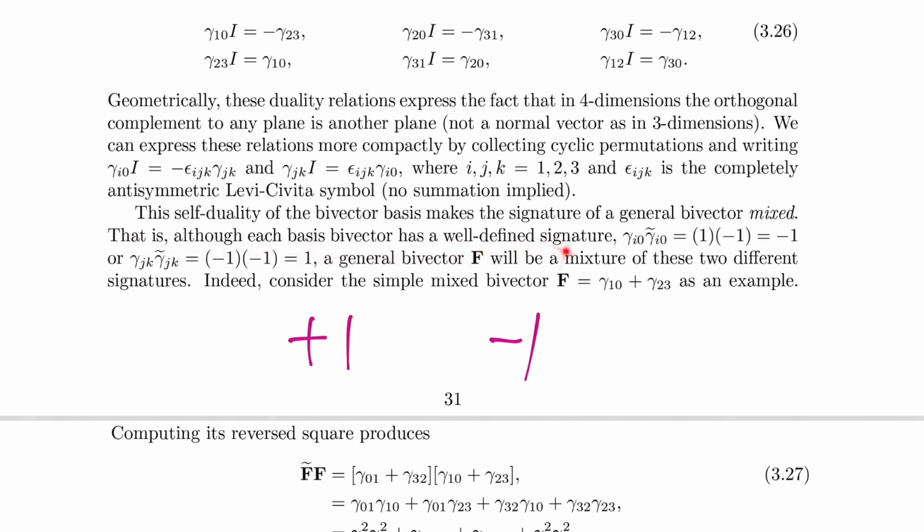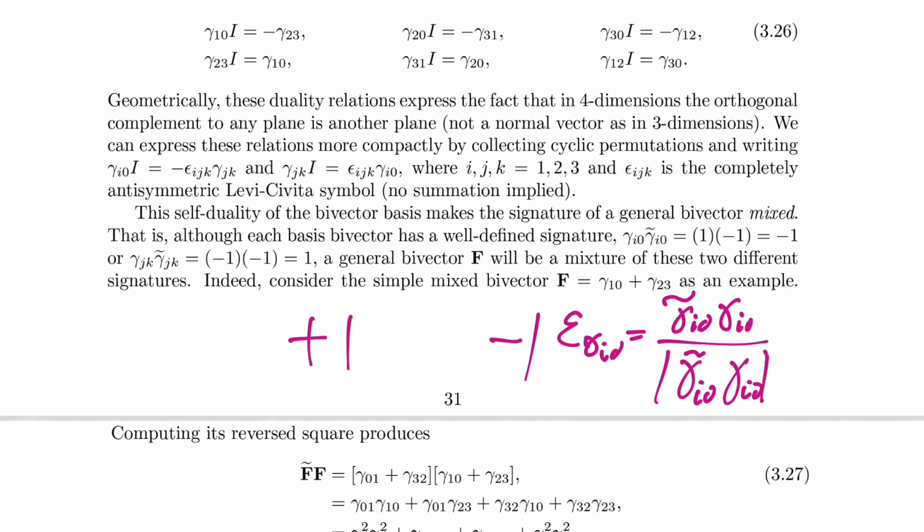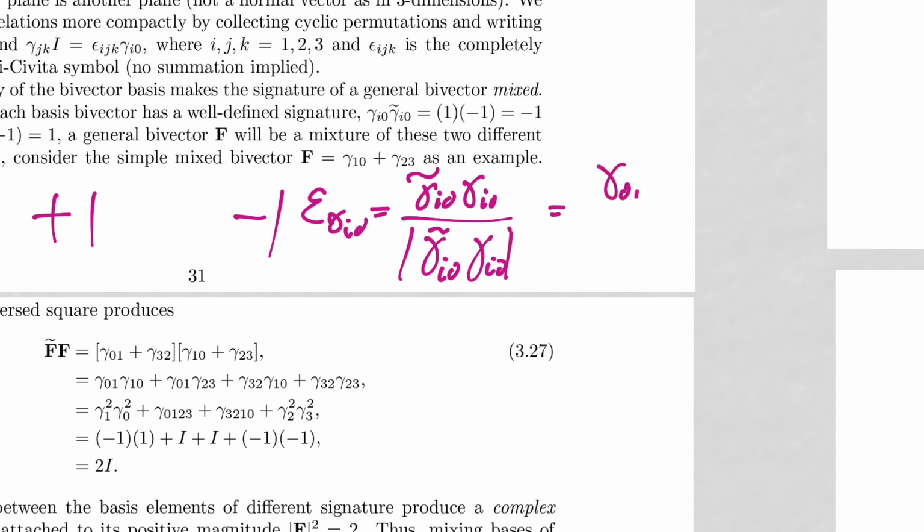Although each basis vector of the bivector subspace has a well-defined signature, and then they throw down this little example of gamma I0 multiplied by its reverse is 1 times -1 is -1. But of course, that's not exactly the formula, right? The formula is the signature of gamma I0 is the reverse of gamma I0 times gamma I0 divided by the absolute value of the reverse of gamma I0 times gamma I0. So that's going to be gamma 0I times gamma I0 over the magnitude of gamma 0I gamma I0, right?